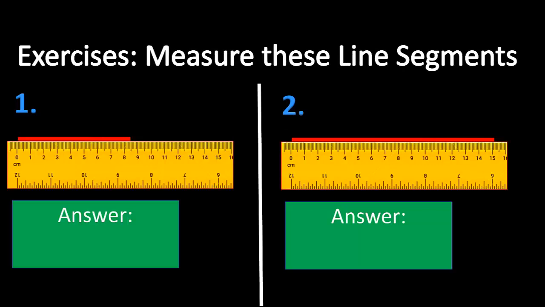Our first exercise is to measure these line segments. In our first exercise, it's starting from 0 and ending at 8.5 centimeters. So it's 8.5 centimeters. Now in our second one, it's starting from 0 centimeters and ending at 15 centimeters. So it's 15 centimeters.